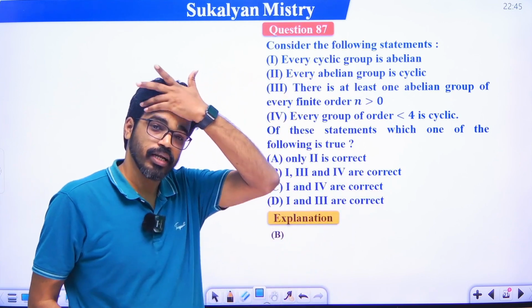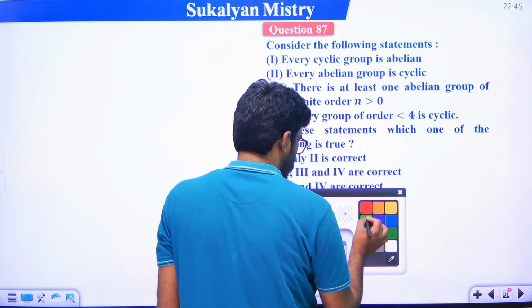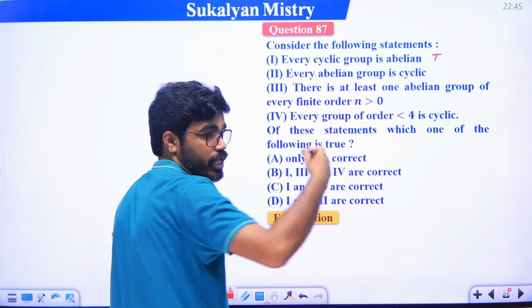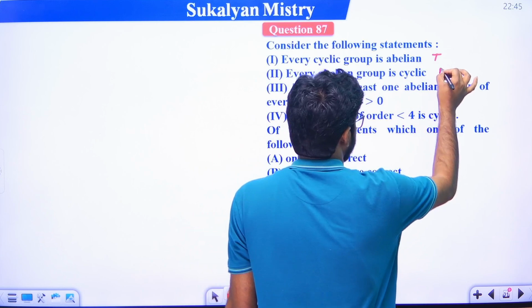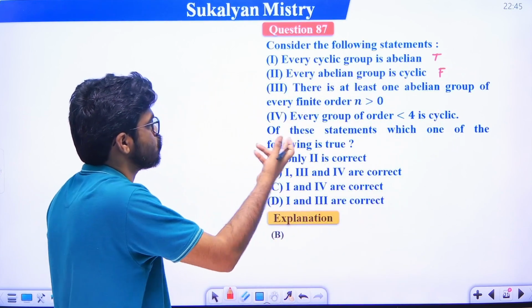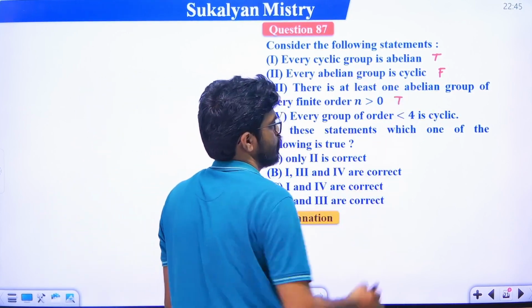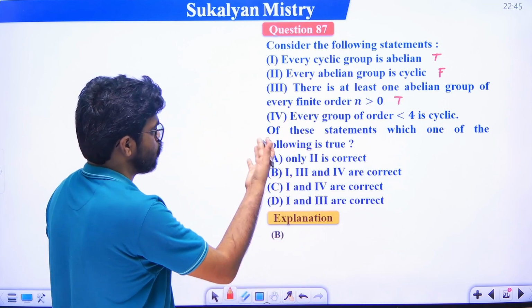Every cyclic group is abelian. Cyclic implies abelian, so this is true. Every abelian group is cyclic? Every cyclic group is abelian, but the converse is not true, that is, an abelian group is not necessarily a cyclic group, so this is false. There is at least one abelian group of every finite order n. That is true, it is obvious. There is at least one abelian group of finite order.